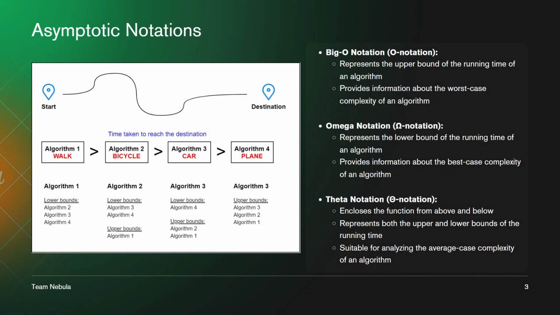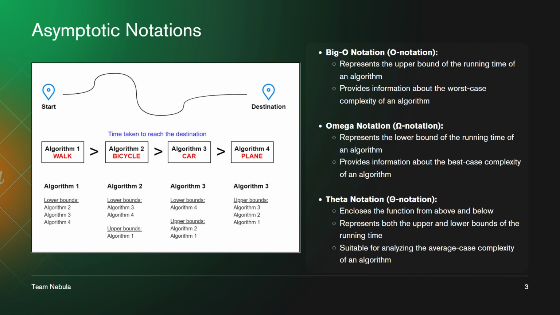There are three main asymptotic notations we will explore in this section. First one is big O notation. It represents the upper bound of the running time of an algorithm. It gives us the worst case complexity of an algorithm.